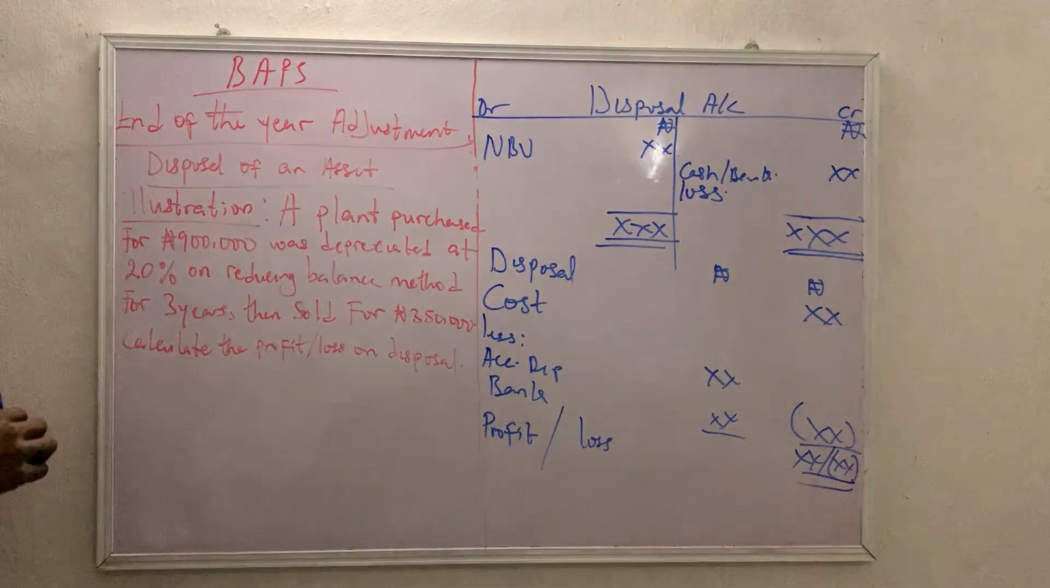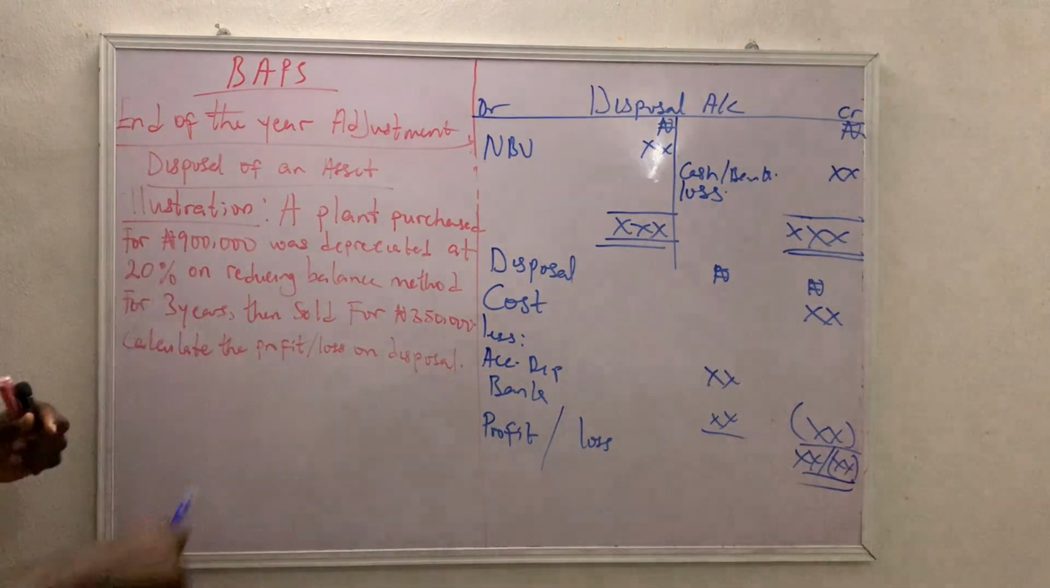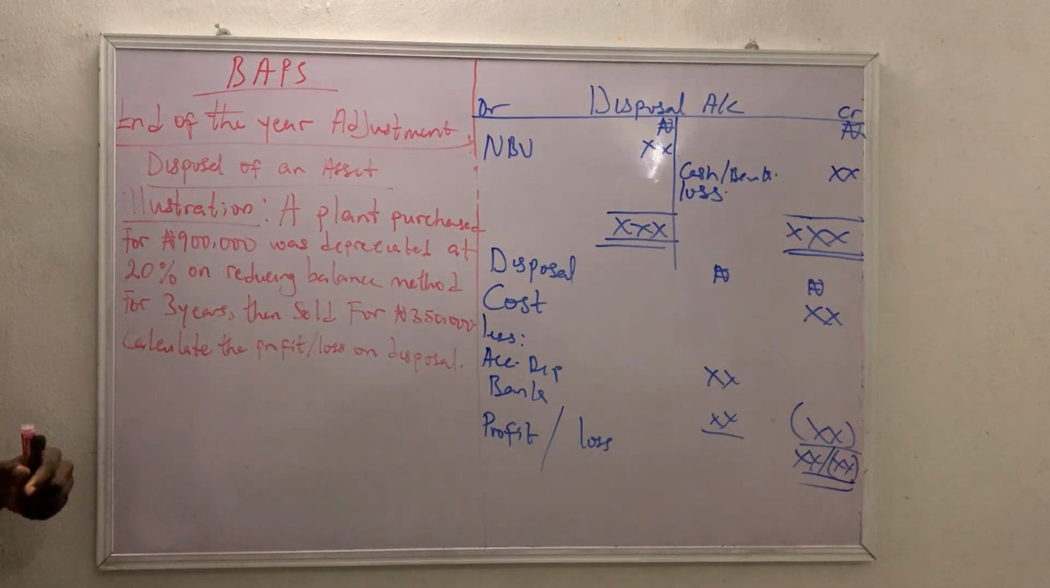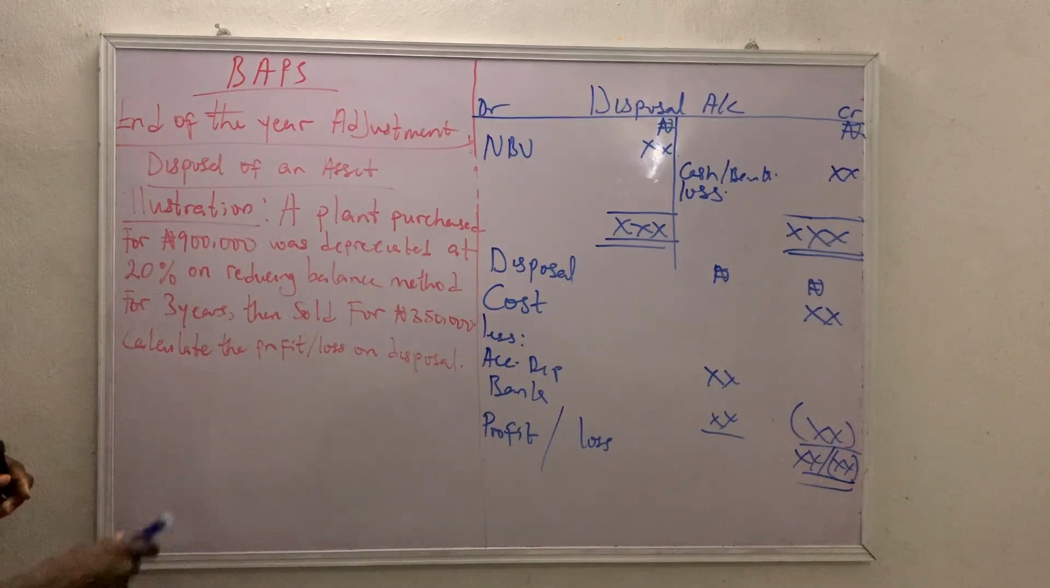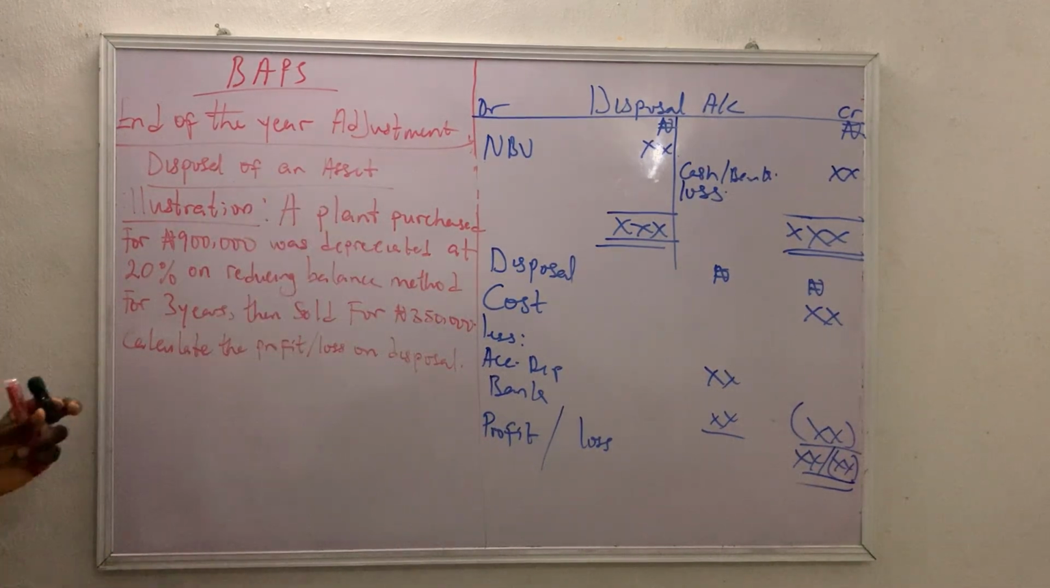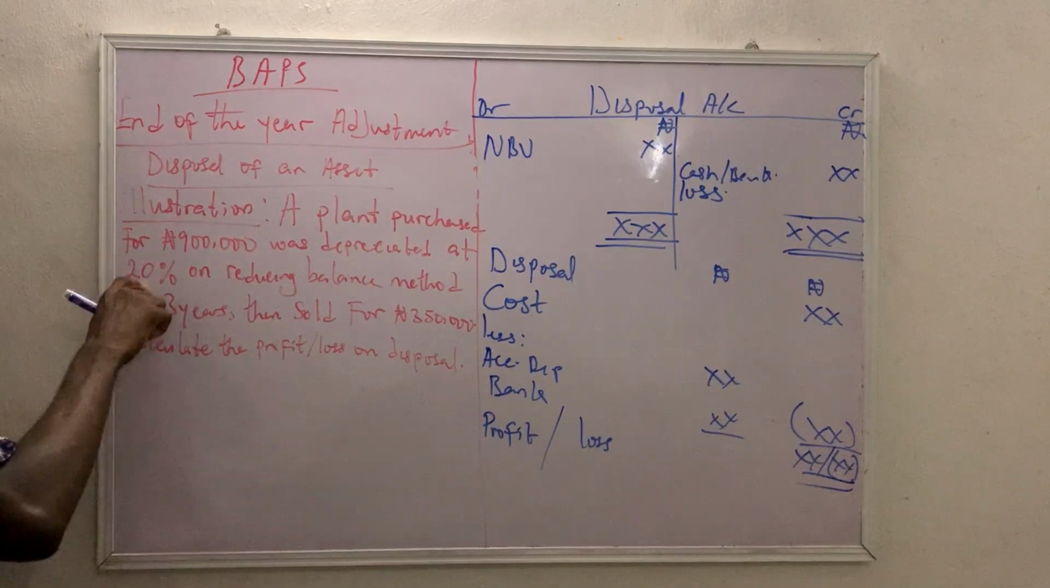So now, without wasting much of our time further, let us get into the illustration so that we can understand it. Now, they said a plant purchased for 900,000 naira was depreciated at 20% on a reducing balance method for 3 years. Then sold for 350,000 naira. So these are our proceeds, these are our cost, and these are our depreciation rate.